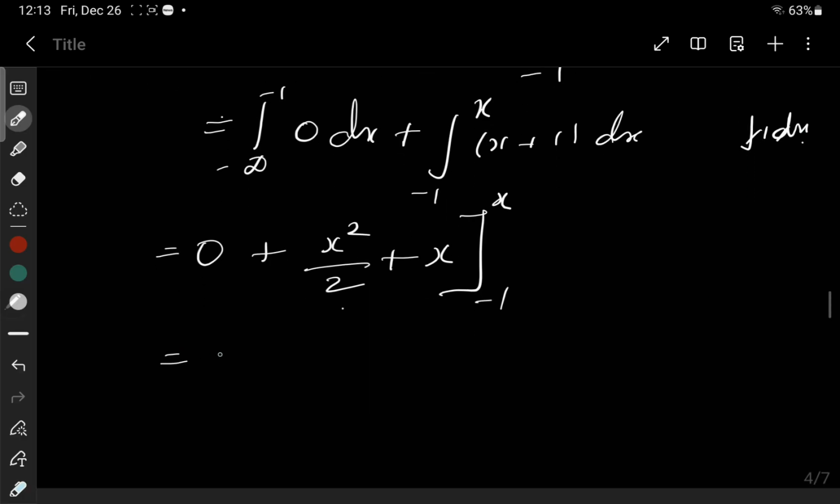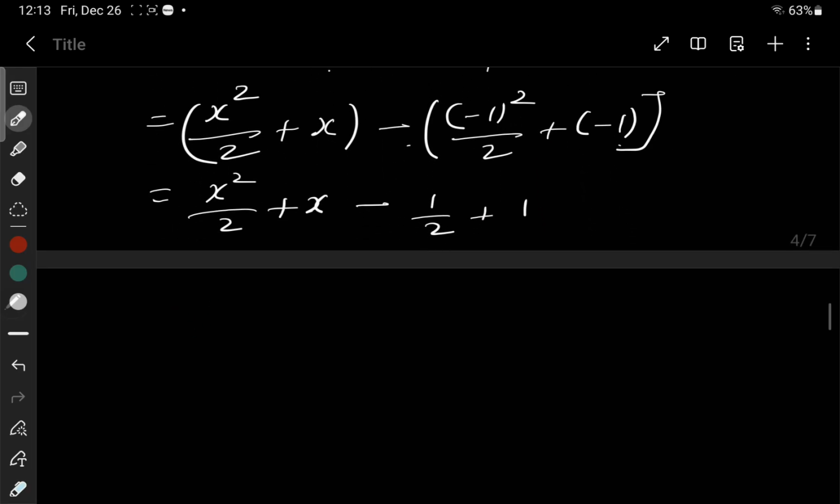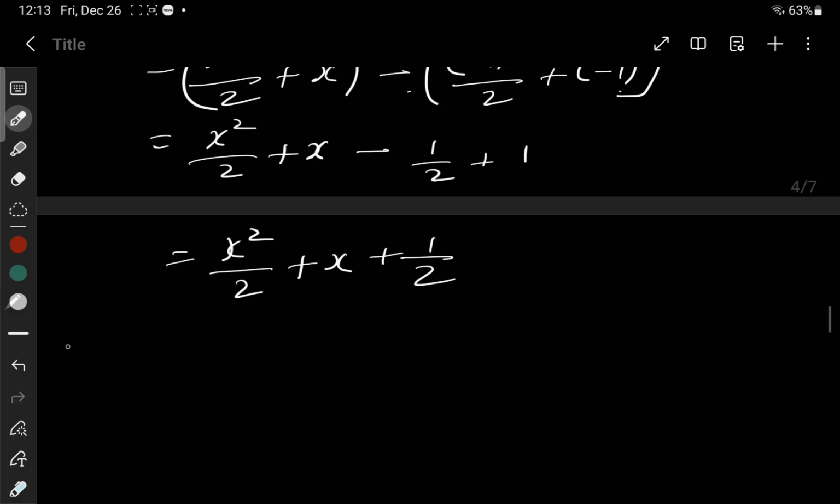So apply the limits. Apply the upper limit, x square by 2, replace x as x itself, minus. Replace x as minus 1, the whole square by 2 plus minus 1. So x square by 2 plus x, minus 1 squared is 1, 1 by 2, minus into minus plus 1. So this is x squared by 2 plus x, minus 1 by 2 plus 1, that is 1 by 2. This is the second case.